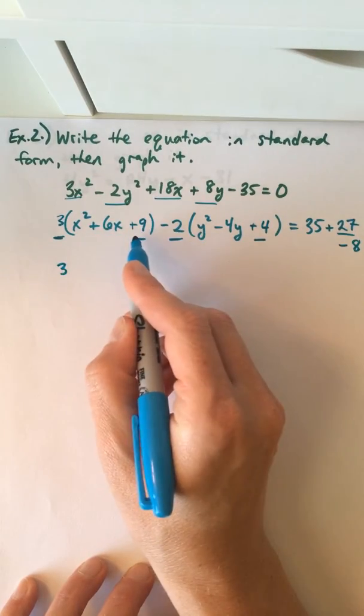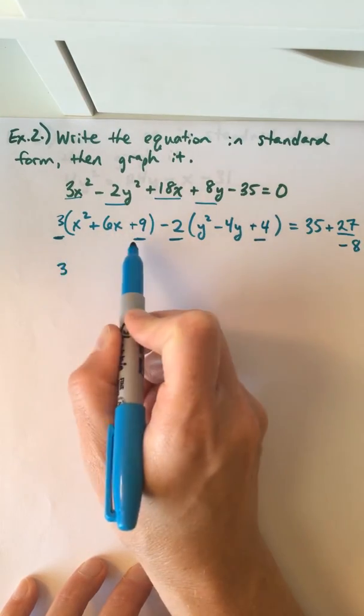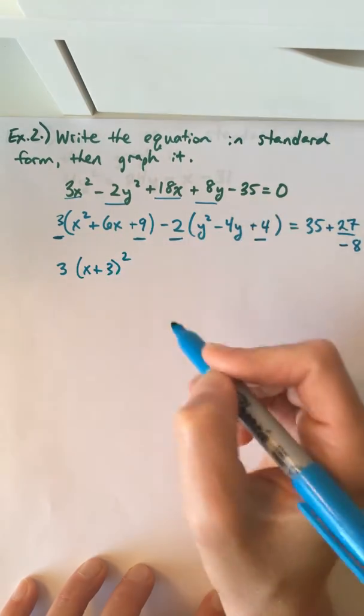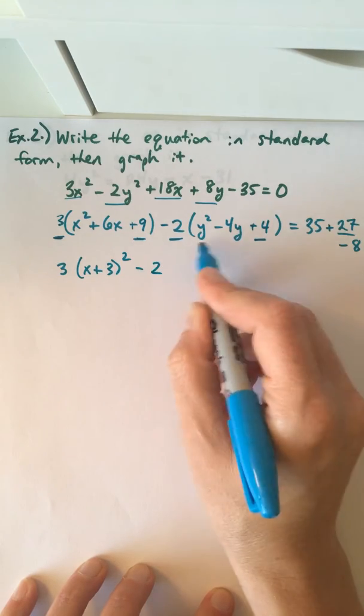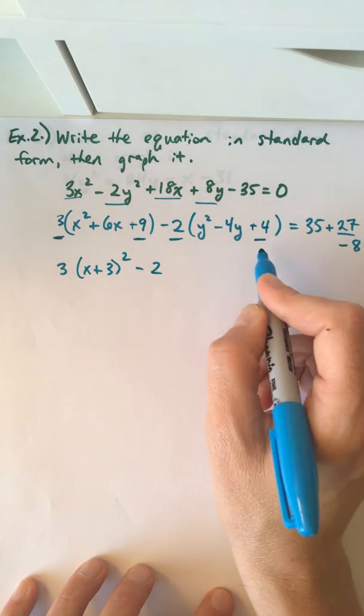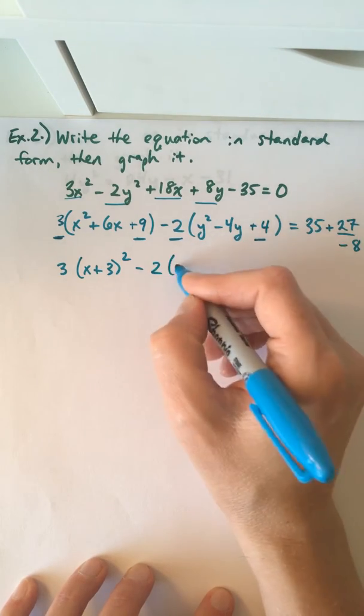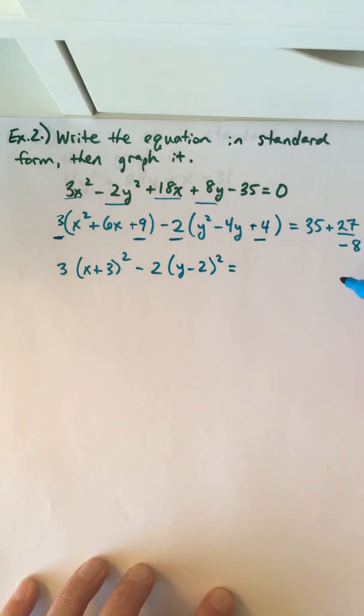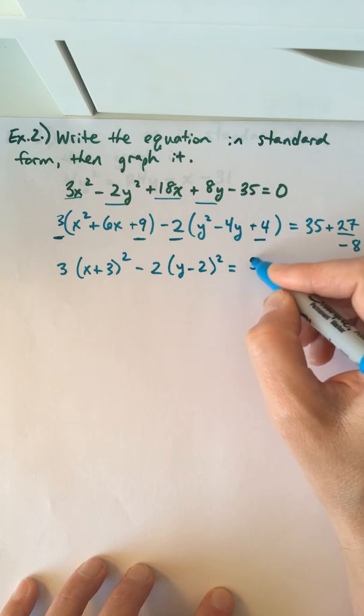I can factor this trinomial. It would become x plus 3 times x plus 3, which simplifies to x plus 3 squared. Factoring this trinomial, y minus 2 times y minus 2 simplifies to y minus 2 squared. And then combining these three constants, we get 54.